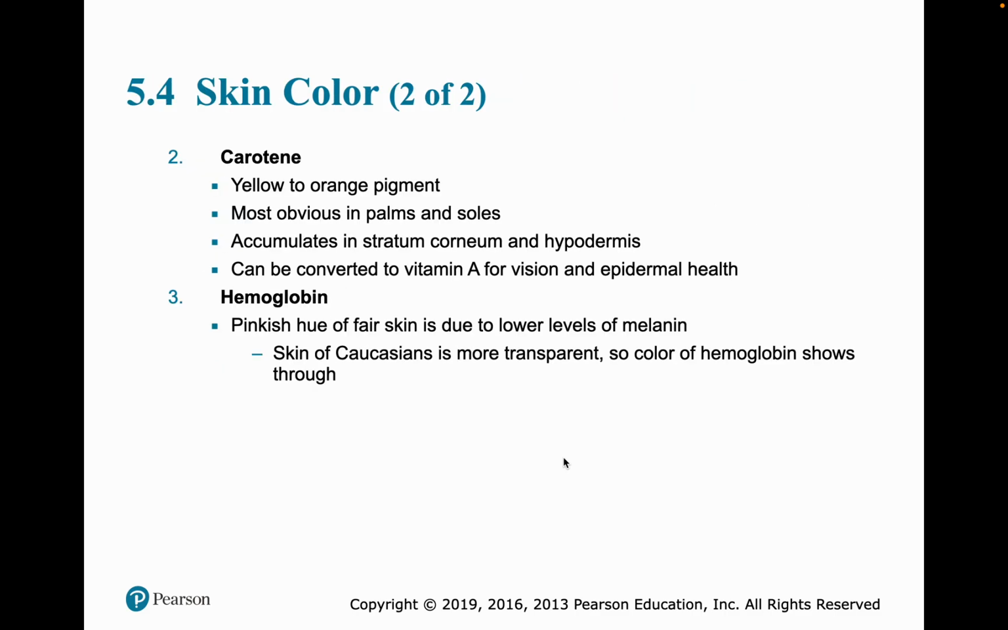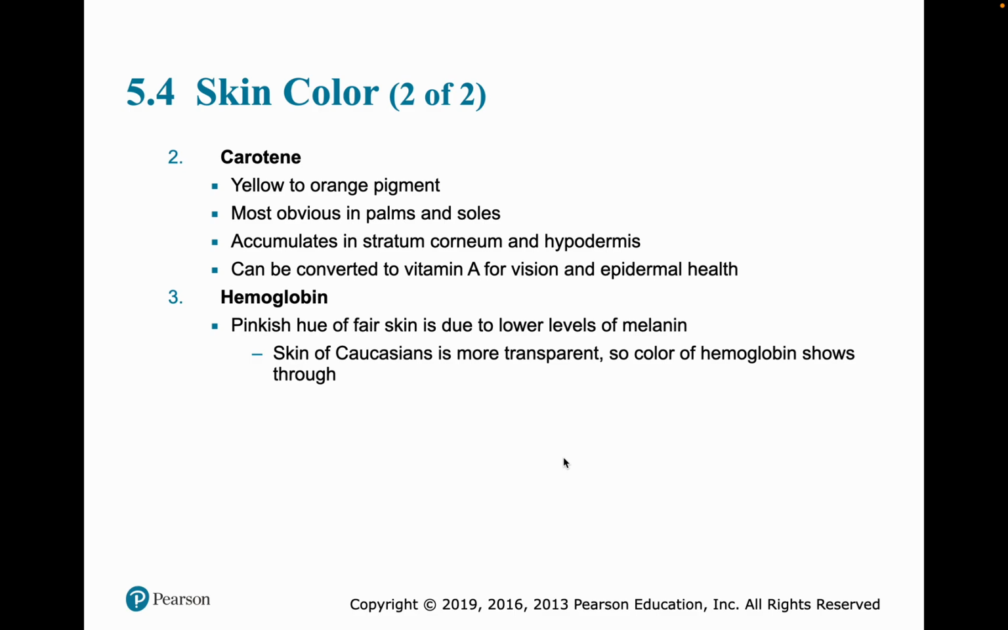Carotene is another pigment. It's a yellow to orange pigment. It is most obvious in the palms of our hands and soles of our feet, but it accumulates in the stratum corneum and the hypodermis. It can be converted to vitamin A for vision and help with our epidermal health. Plants are a good source of it.